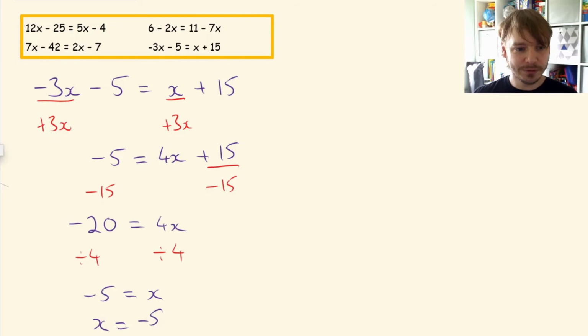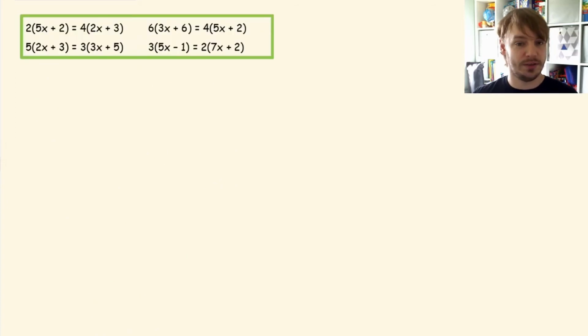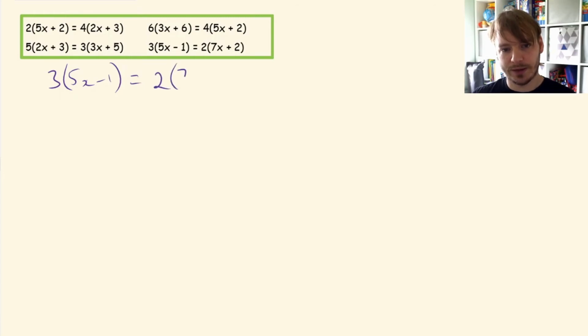The final version we might come across is one like this, which is a bit more awkward because there's some brackets involved. I'm only going to do one of these, and I'm going to pick the last one with the negatives in there. The positives are a similar process. So I've got 3 brackets, 5x minus 1 equals 2 brackets, 7x plus 2.